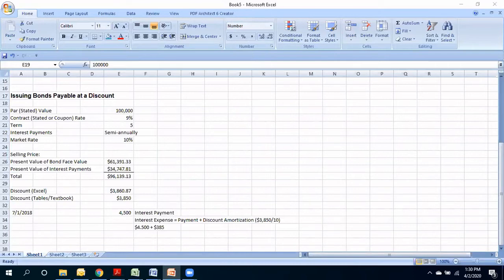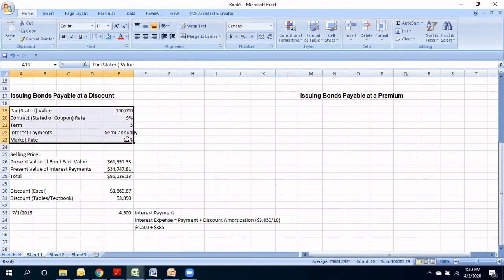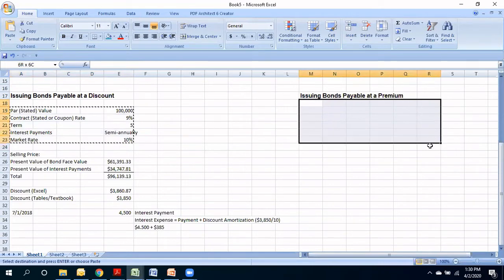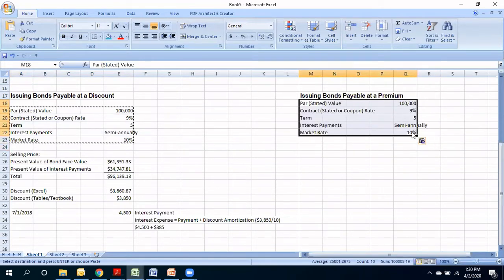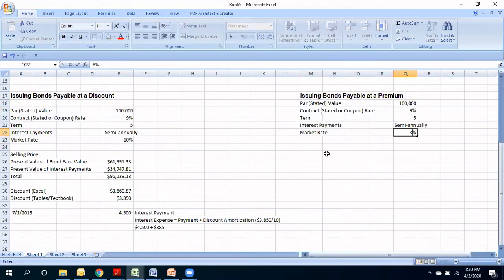Okay, so let me give you one more example, and this is going to be issuing bonds payable at a premium. So we talked about selling bonds that pay an interest rate that is less than the market rate. But what happens if our bonds actually pay more than the market rate?